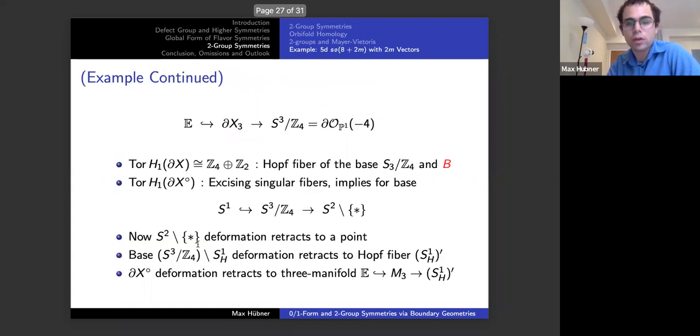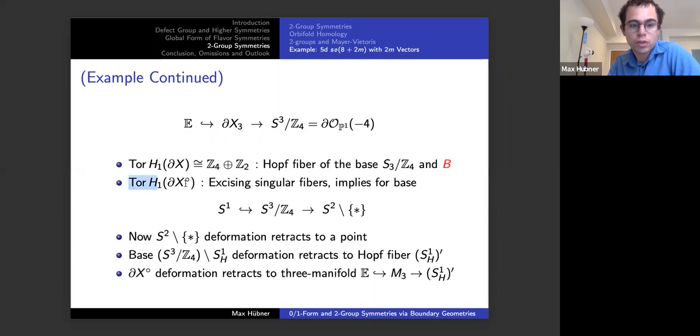Let's quickly talk about the boundary geometry. The boundary of this elliptic threefold is elliptically fibered over the boundary of the base, which is this lens space. The discriminant locus sits on a fiber class, and so it's going to intersect the boundary along a Hopf fiber here. This characterization is already enough to completely compute everything. The torsional one cycles of the boundary turn out to be a copy of Z4 and Z2. The Z4 is the Hopf cycle in this space. The Z2 is the B cycle from the previous slide.